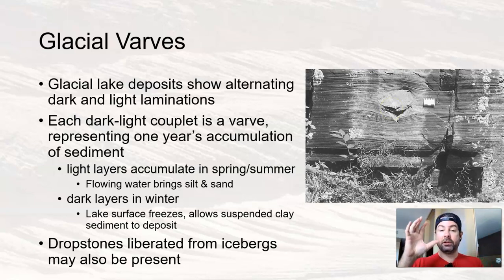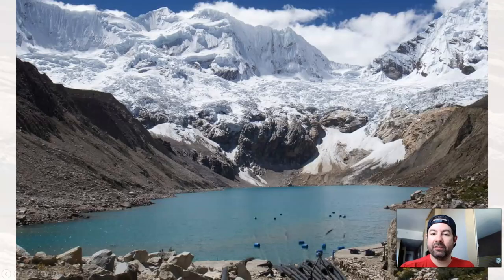Maybe a piece of that glacier fell off into the lake, and it's a little floating iceberg. It might have a big rock in it. Over time, as that iceberg gets smaller and smaller, maybe there's a big rock and it just falls out of it and sinks to the bottom of the lake, and that's what creates these big rocks in these varves. So here's an example of a glacial lake right at the foot of a massive glacier.